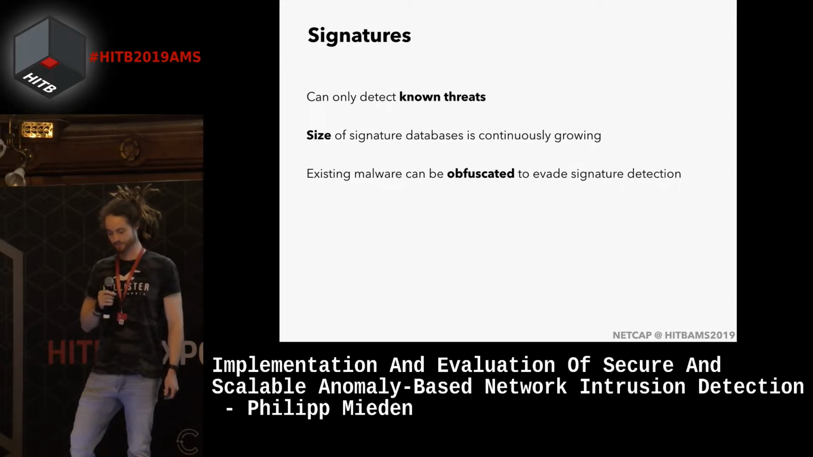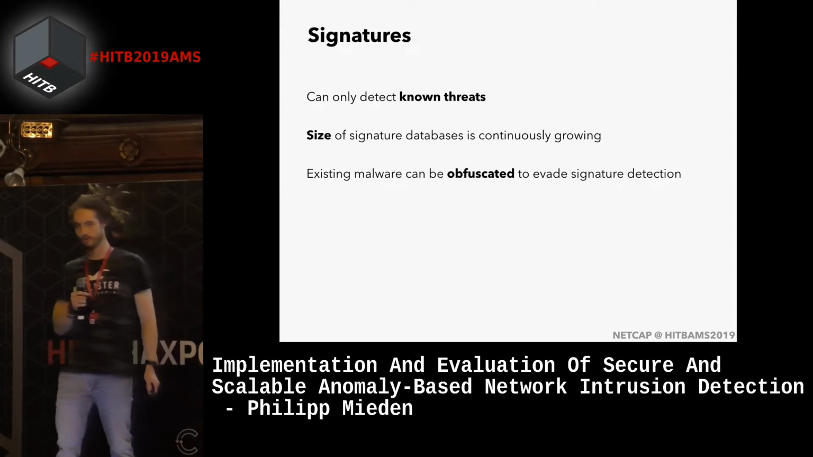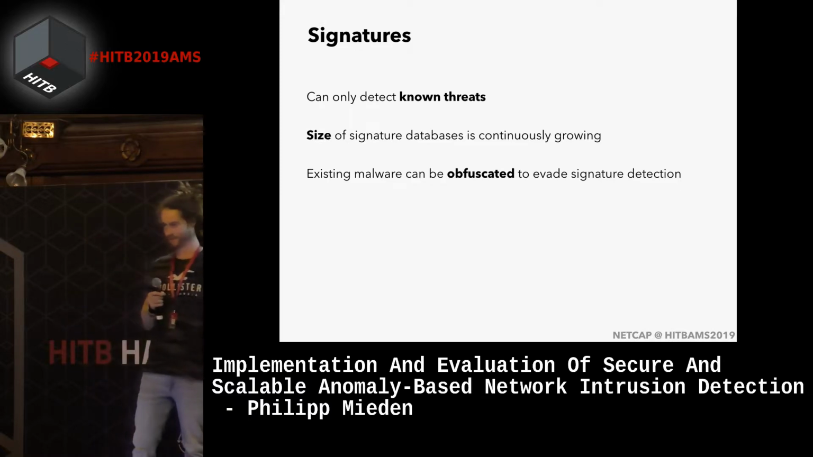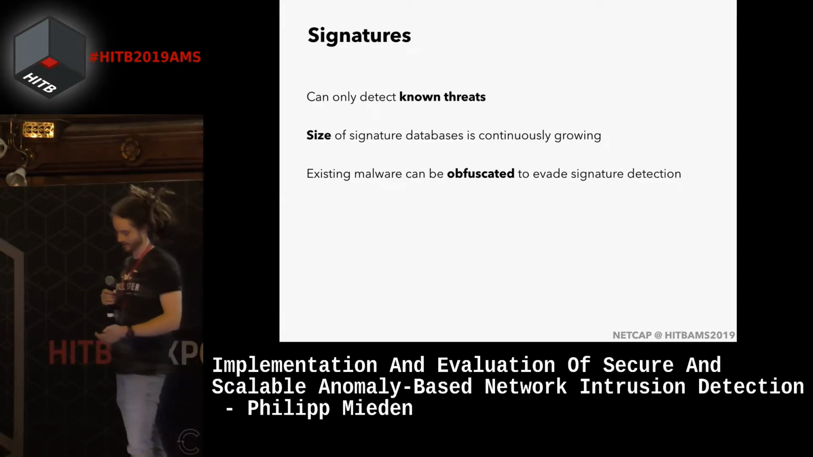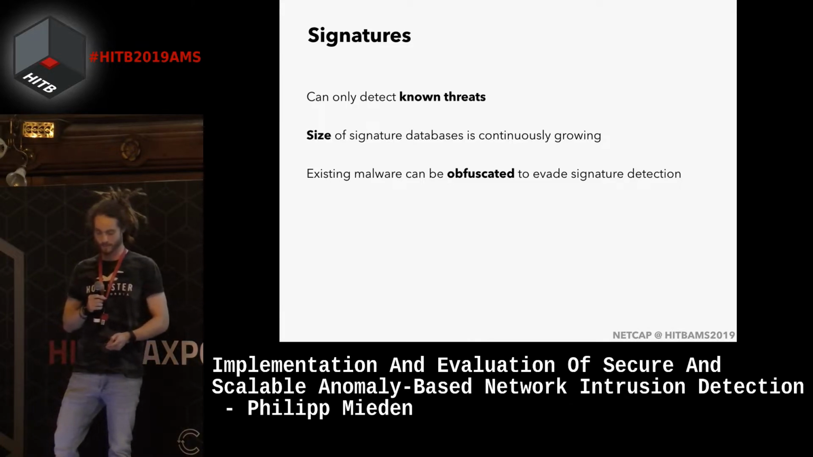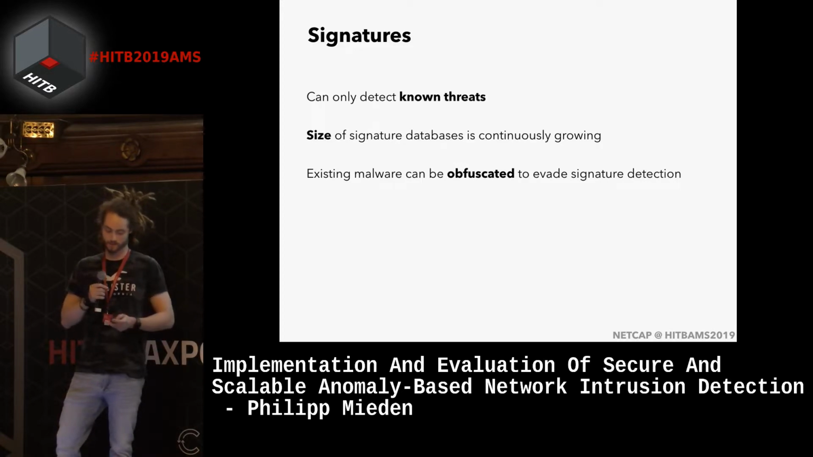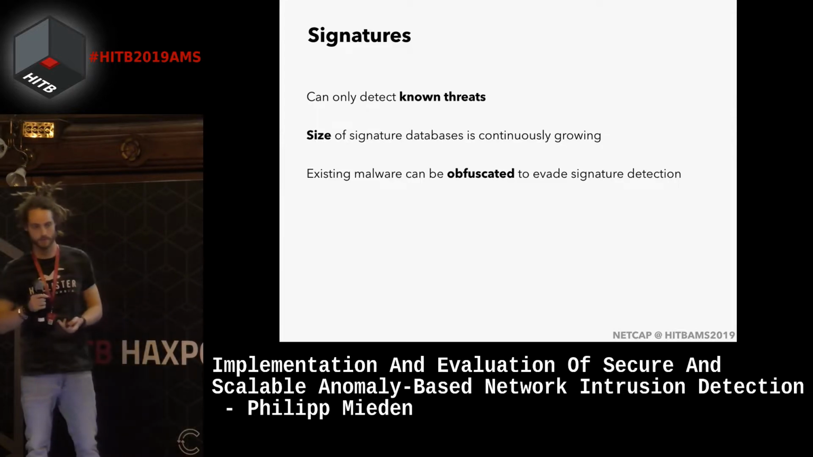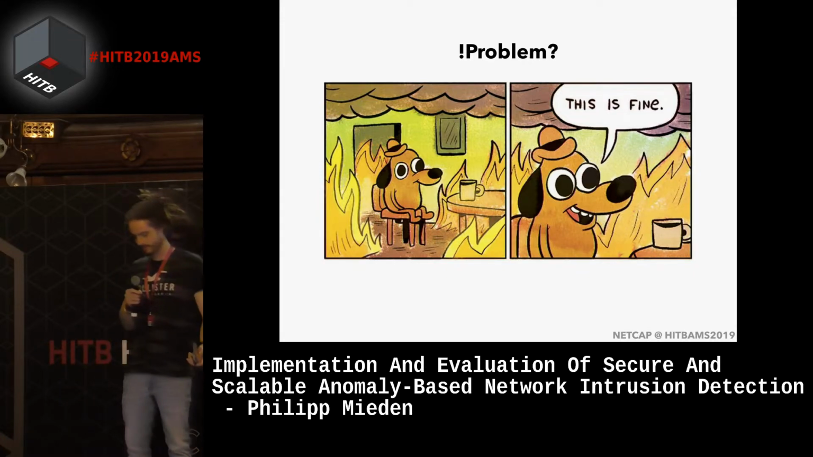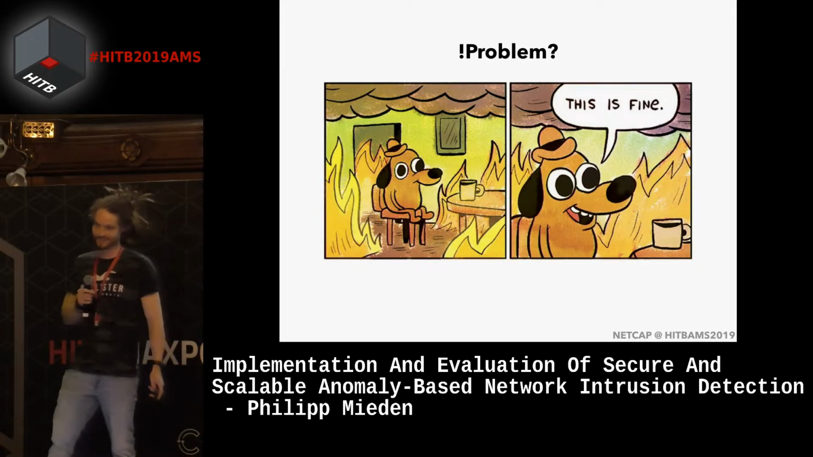And yeah, Kaspersky Lab is talking about 330,000 new unique malware samples they get every day. And if each one of those gets a new signature, your database of signatures is growing exponentially, I would say. And of course, we can obfuscate existing malware to make it undetectable again. So we need to find a way of dealing with these issues without being dependent on signatures. And yeah, I think we have a problem here, and we need to address this.